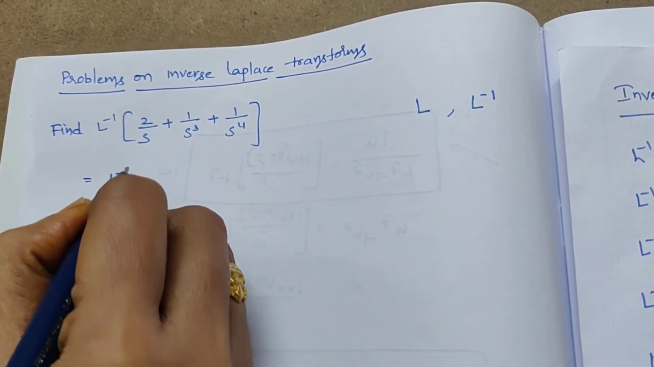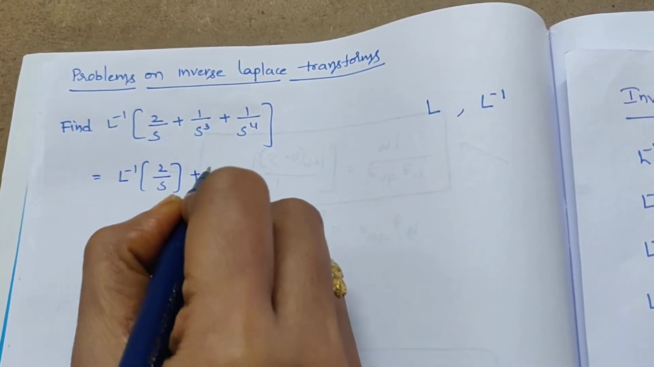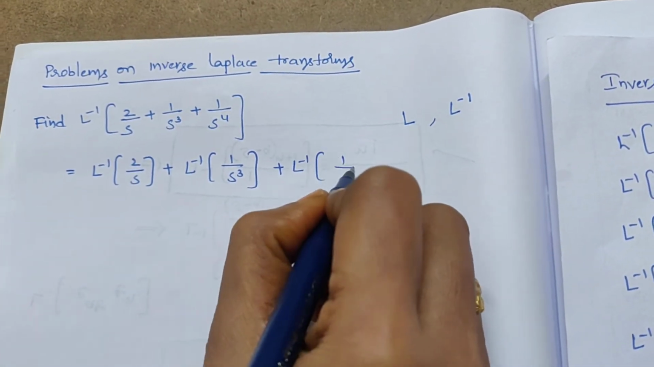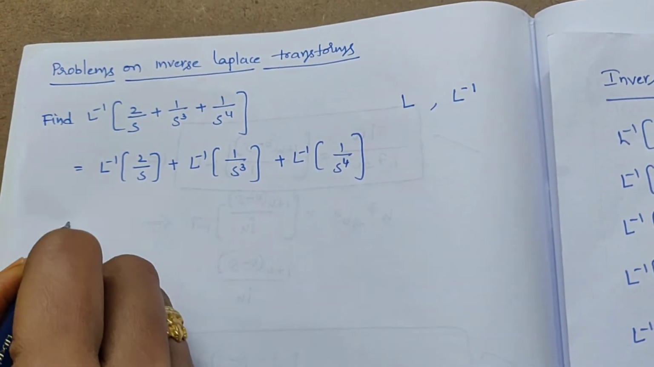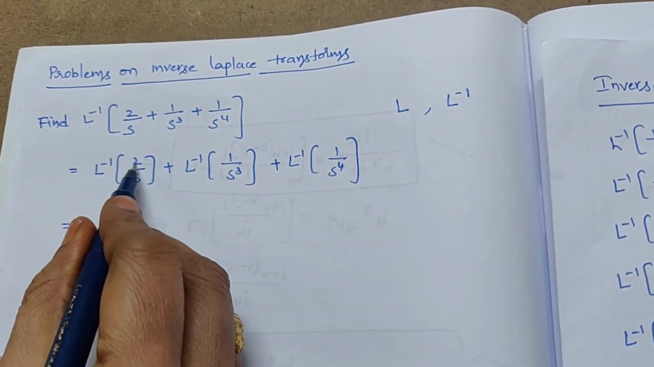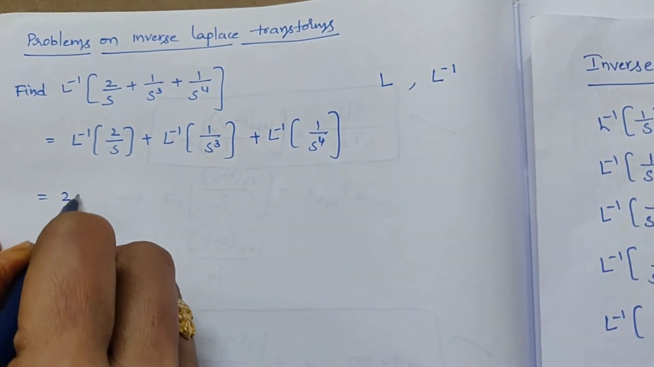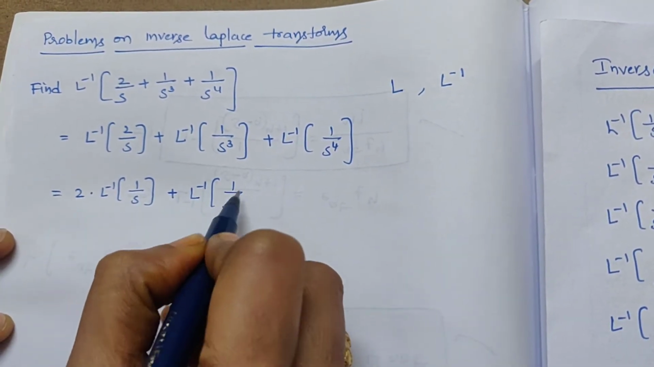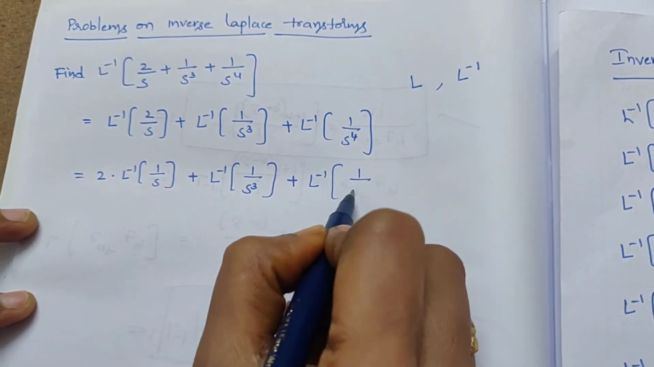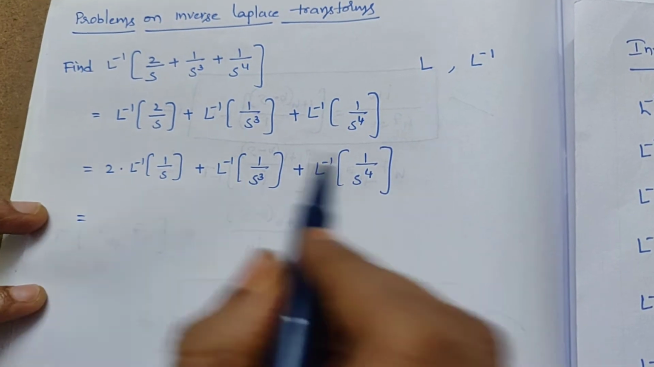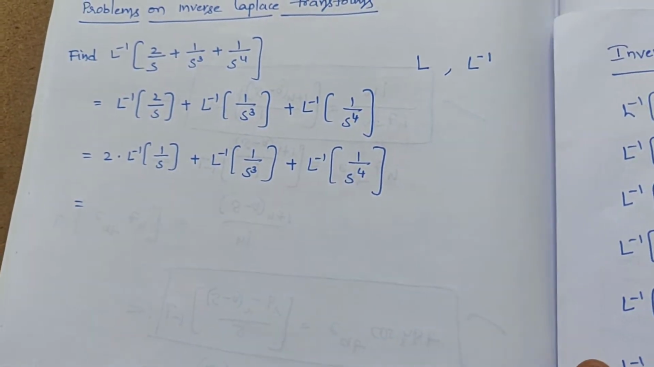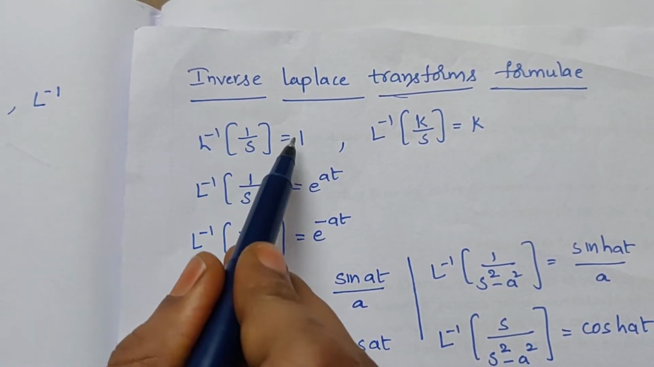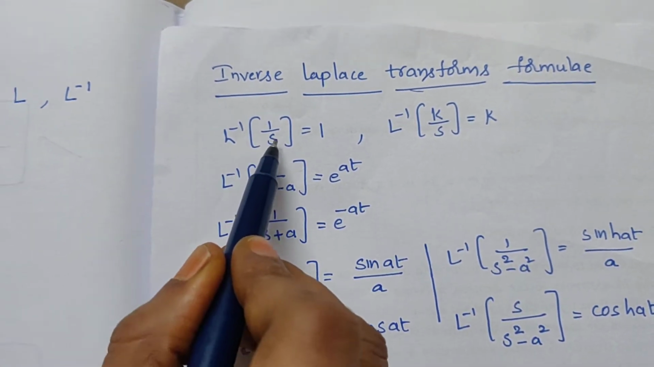So it is equal to L inverse of 2 by s plus L inverse of 1 by s cube plus L inverse of 1 by s power 4. L inverse does not affect the constant, like L. So 2 into L inverse of 1 by s plus L inverse of 1 by s cube plus L inverse of 1 by s power 4. We know inverse Laplace transform formulas. Here, L inverse of 1 by s equals 1. Already we know L of 1 equals 1 by s. So L inverse of 1 by s means 1.